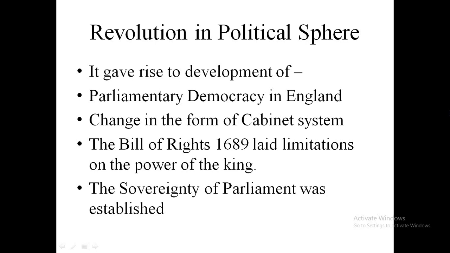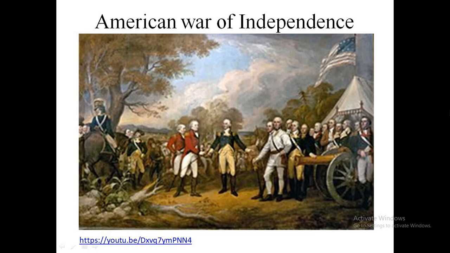Next is the revolution in the political sphere. It gave rise to the development of parliamentary democracy in England, a change in the form of the cabinet system. The Bill of Rights 1689 laid limitations on the power of the king. The sovereignty of Parliament was established. Now, let us talk about the American War of Independence.